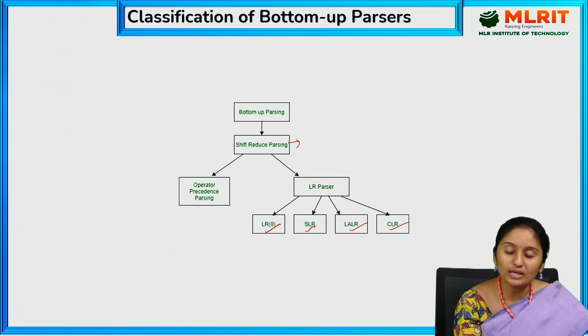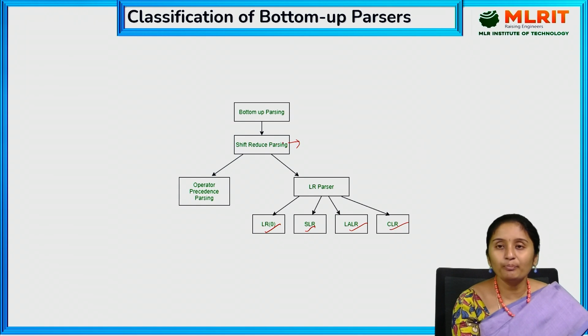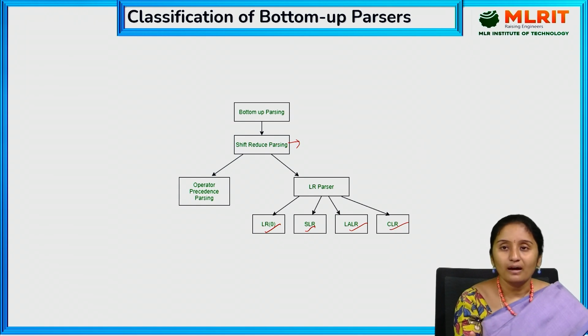To do this parsing, we are going to apply shift and reduce actions. There are two types of actions we are going to follow in shift reduce: shift and reduce. Shift is nothing but I want to push or shift the input string to the stack. Reduce is nothing but we are going to reduce the substring with the help of the grammar. That is shift reduce. We are going to follow two actions here, so that's why we call it shift reduce parsing.